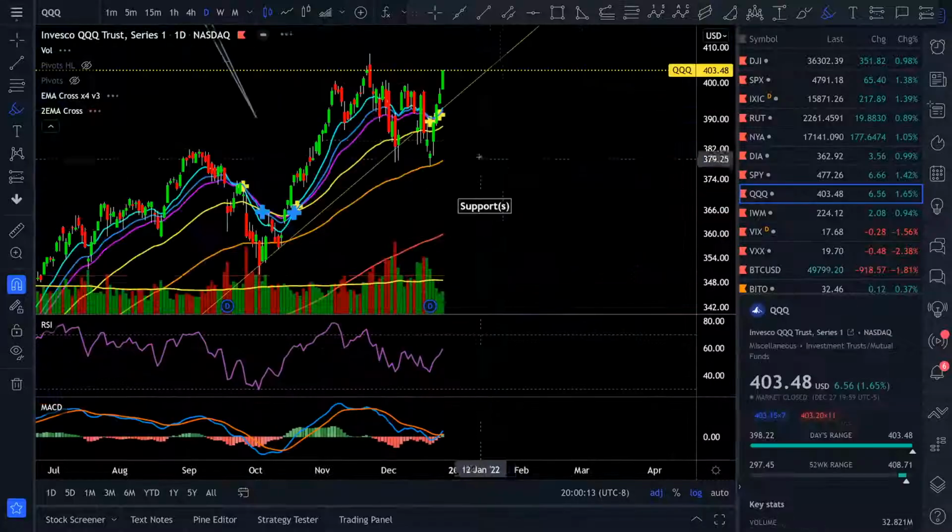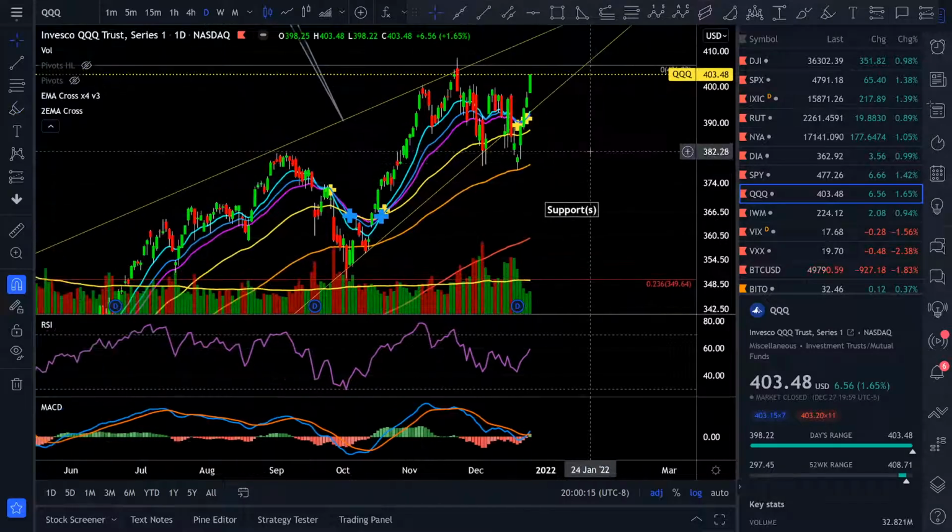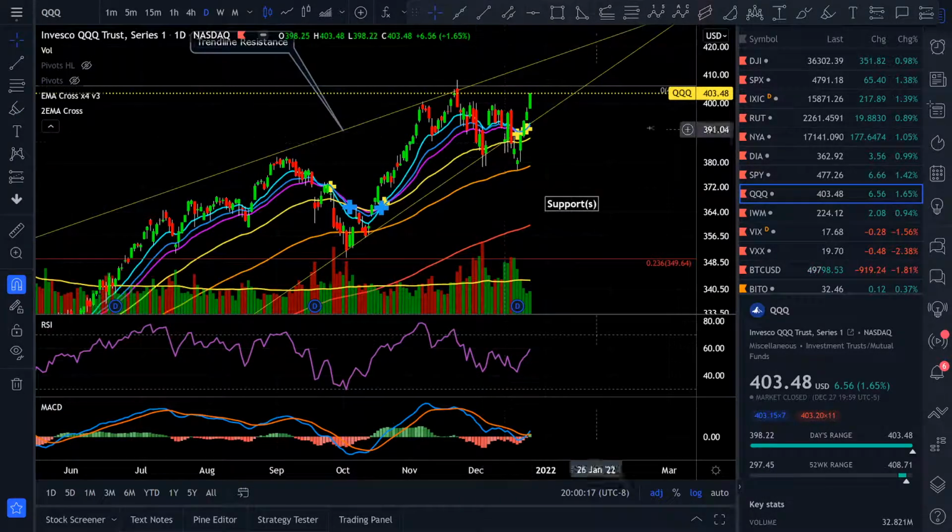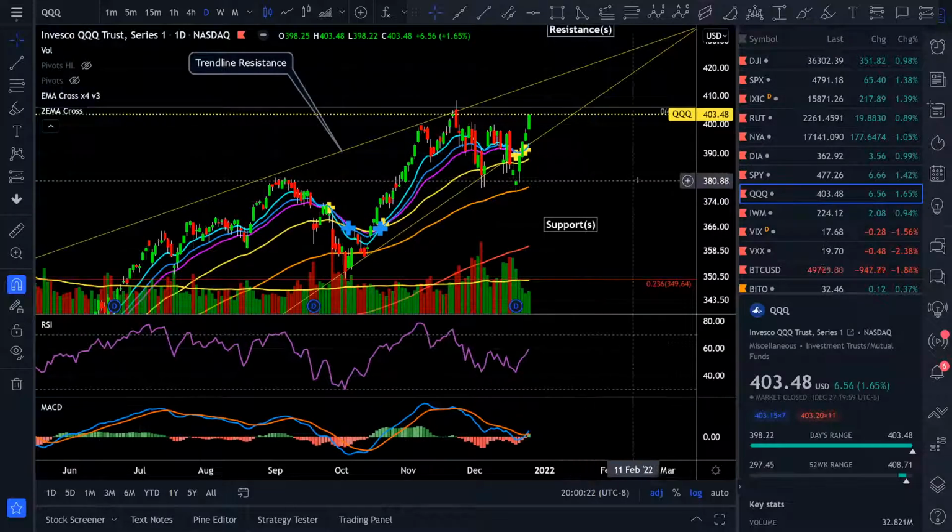Let's do NASDAQ. We'll end soon. NASDAQ. Let's see, QQQ.